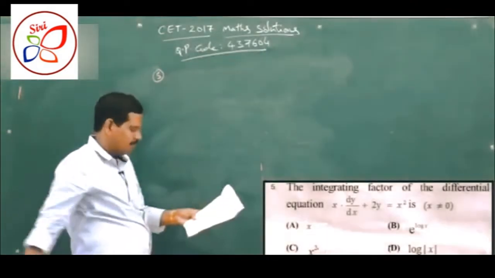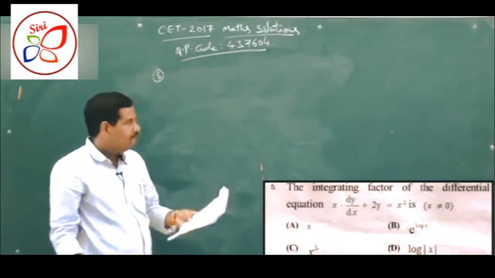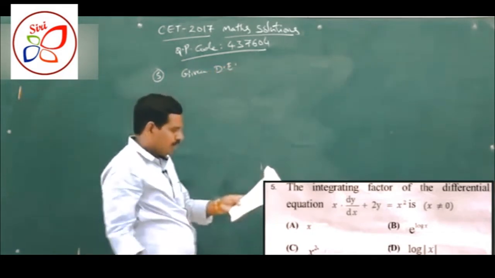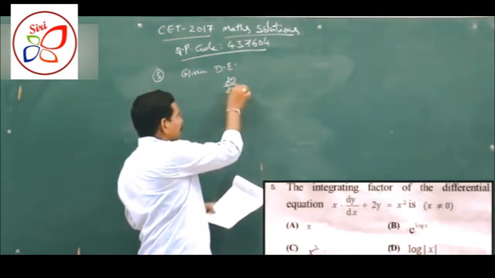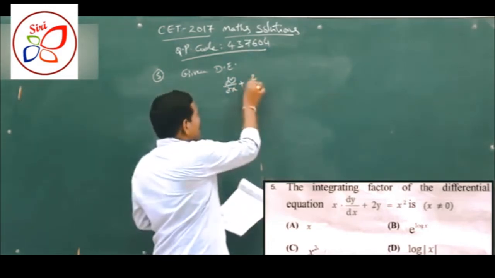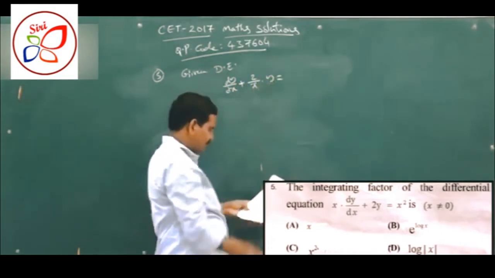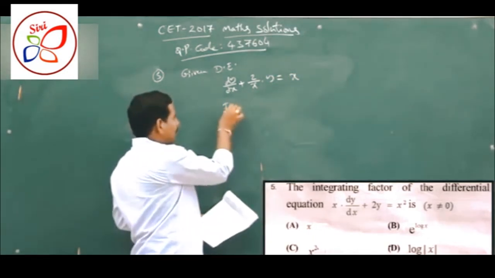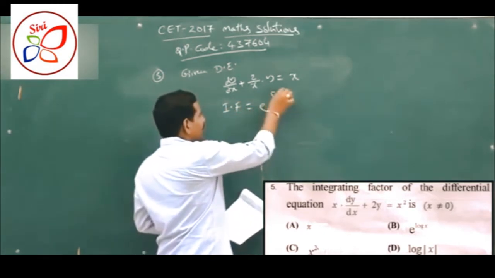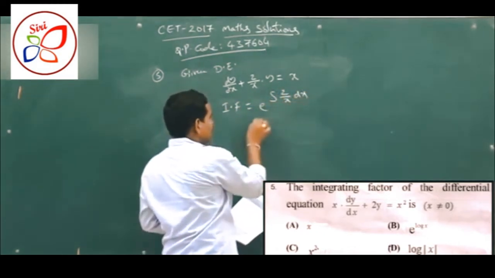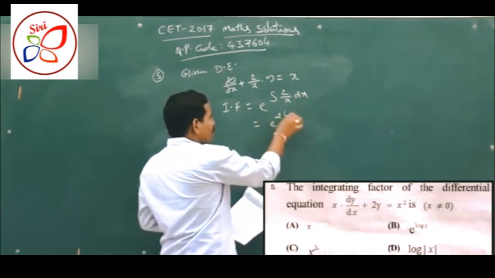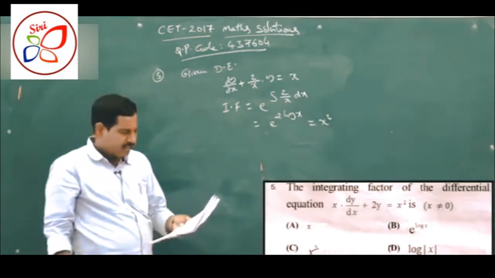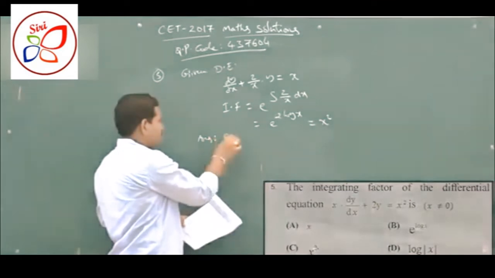Fifth question. This is from differential equations. Given DE in standard form is dy by dx plus 2 by x into y is equal to x square by x, which is x. So formula for integrating factor is e power integral 2 by x dx, e power 2 log x, nothing but x square. So option is C.